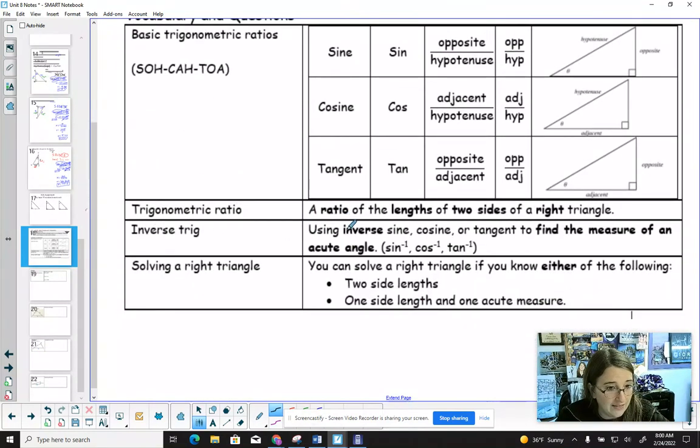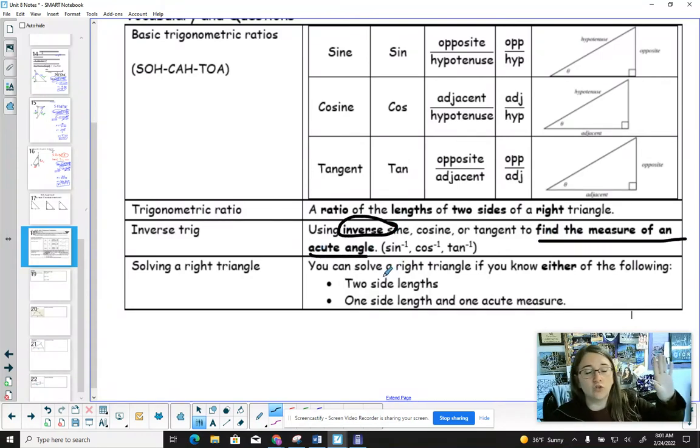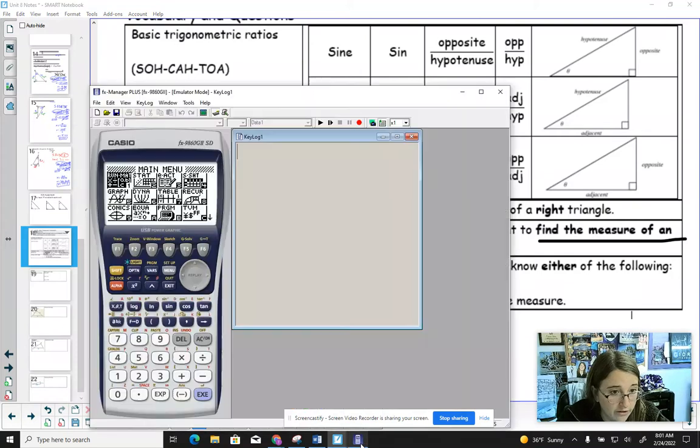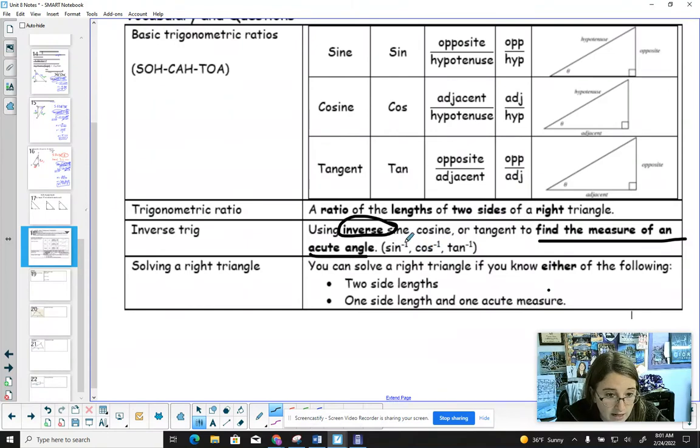Again, you can highlight it here. Inverse trig is to find an angle. Regular trig is to find a side length. Inverse trig goes in reverse and finds the angle. I'm going to show you the other calculator. I have a little emulator here, so you'll be able to follow along. These buttons, sine -1, cosine -1, tangent -1, we read as inverse sine, inverse cosine, and inverse tangent.